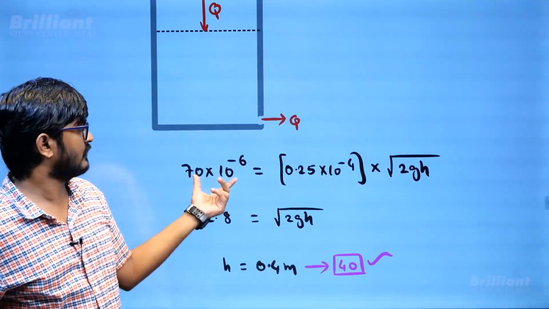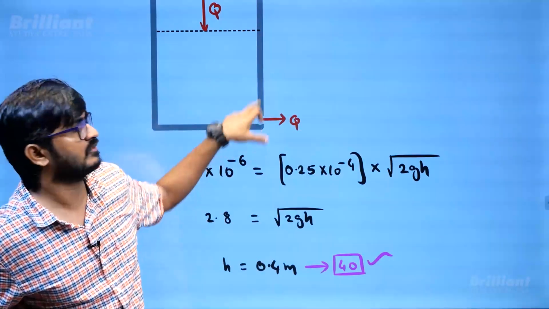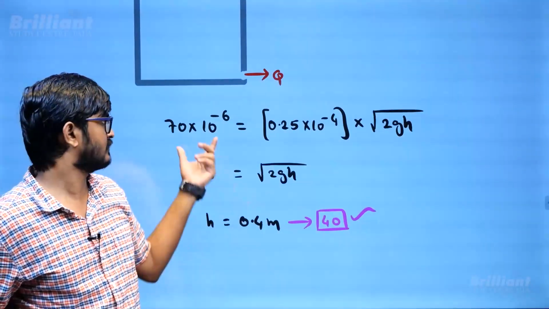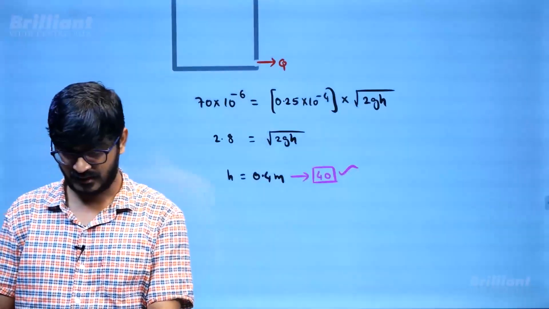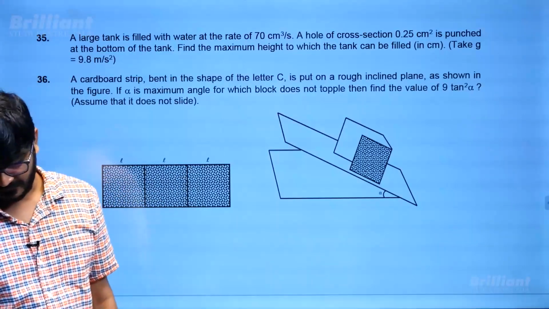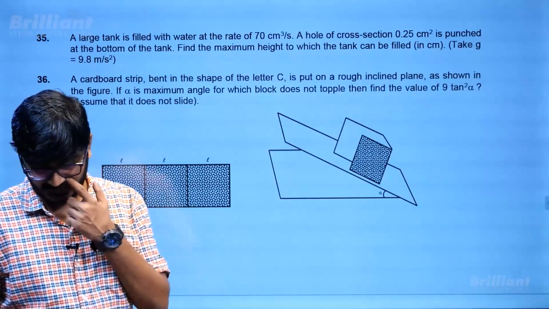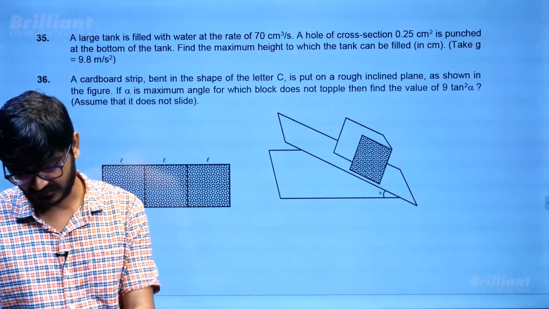So inflow is equal to outflow, A into V. V will be given by root of 2gh, right? So inflow equals outflow. From there, you will be getting the required answer, right? So the next one, a cardboard strip bent in the shape of letter C is put on a rough inclined plane. If alpha is the maximum angle for which the block doesn't topple, find the value of 90 alpha square.